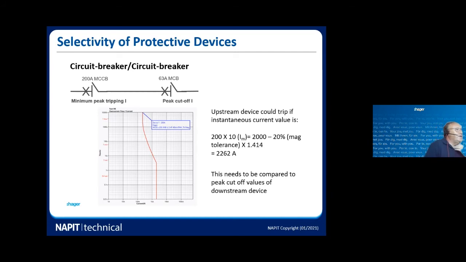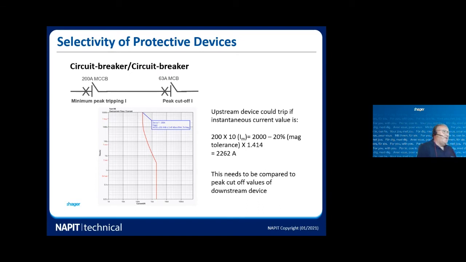So what I'm going to show here is a 200 amp MCCB that's upstream of the same 63 amp MCB. The time current curve shown there is the response curve of the 200 amp MCCB. As I said earlier, when we're talking about high levels of fault current, it's not the thermal part that's going to be tripping this circuit breaker, it's the magnetic. What activates the magnetic part of the device is the instantaneous value of current at any one particular time.